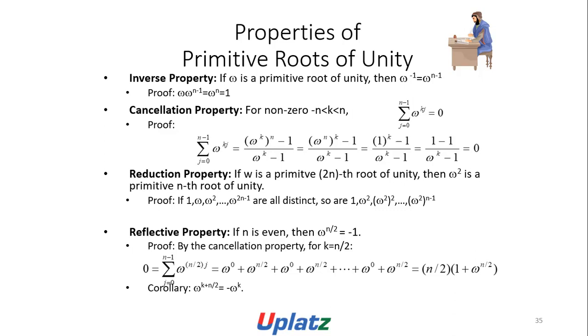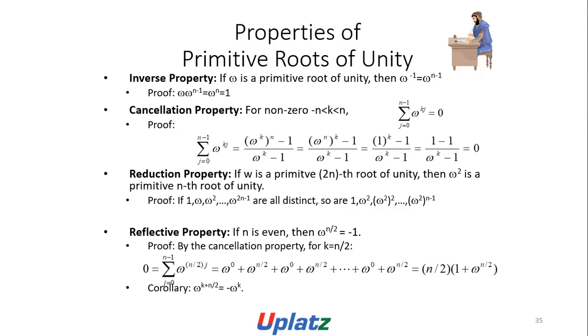Cancellation property. For non-zero k greater than -1 and less than n, the sum for j = 0 to n-1 of omega^(kj) is equal to 0. Proof: the sum of omega^(kj) for j = 0 to n-1 is equal to (omega^(kn) - 1) divided by (omega^k - 1), which is (1^k - 1) divided by (omega^k - 1), which is 1 minus 1 divided by omega^k minus 1, which is equal to 0.